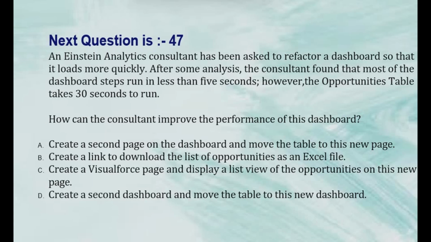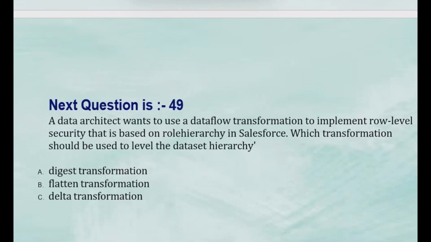Option A, create a second page on the dashboard and move the table to this new page. Option B, create a link to download the list of opportunities as an Excel file. Option C, create a Visualforce page, display a list view of the opportunities on this new page. Option D, create a second dashboard and move the table to this new dashboard. Correct answer is option C.